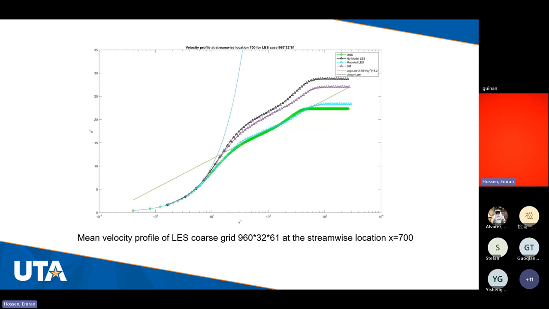Again, the mean velocity profile when the LES coarse grid is reduced to 960 times 332 times 61, and when the x direction is 700, we can still see that our Liutex subgrid model is pretty good compared with the other subgrid models.